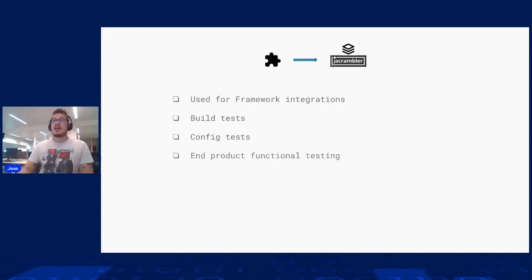Then we have the end product functional testing. We have to make sure that by using us, the product in its final state is functionally the same as when we're not using Jscrambler. So we try to host the protected code, and make sure that the customer is able to do everything he was otherwise able to do on unprotected code.